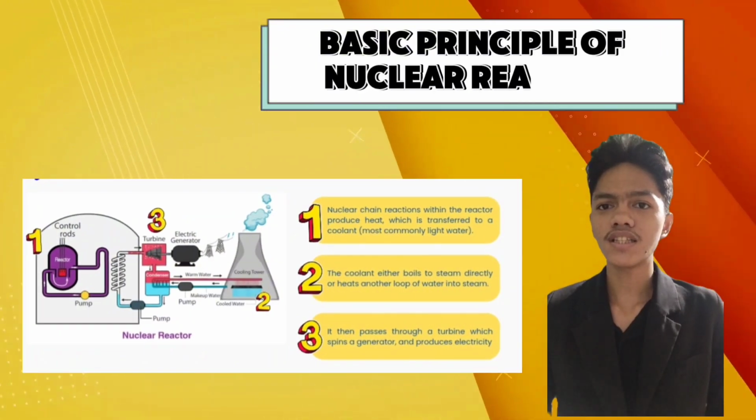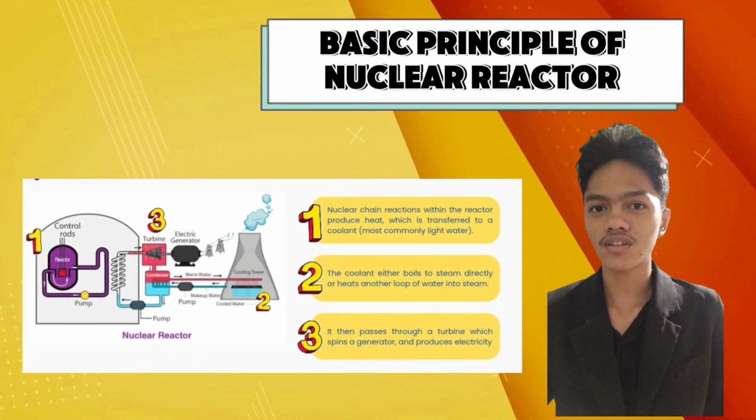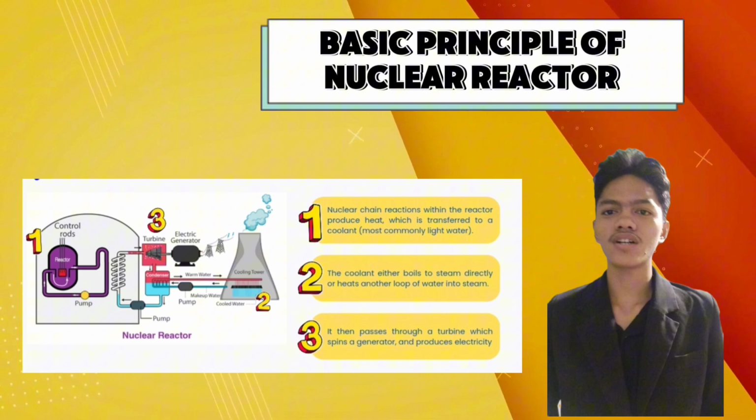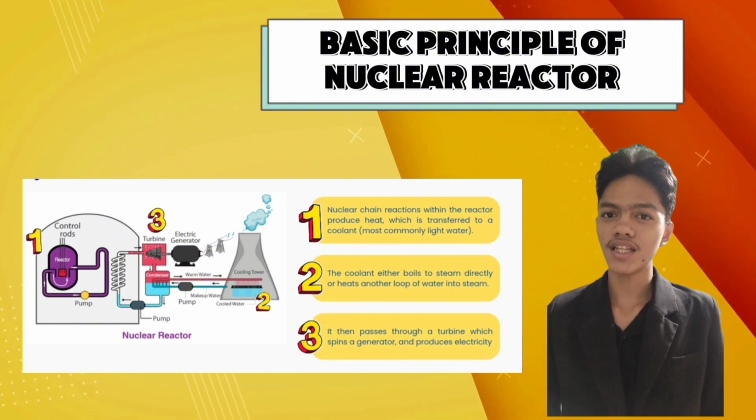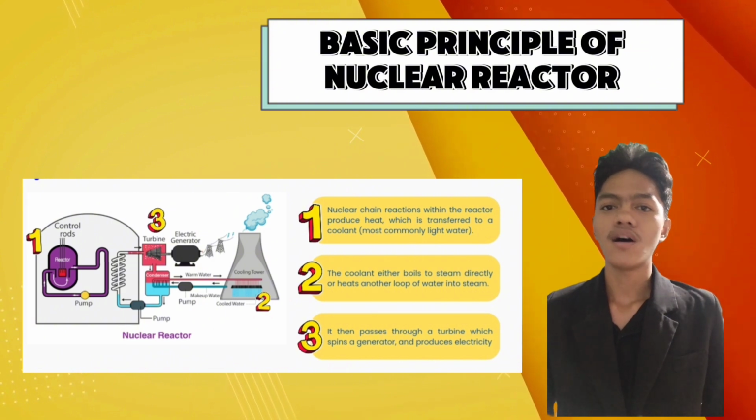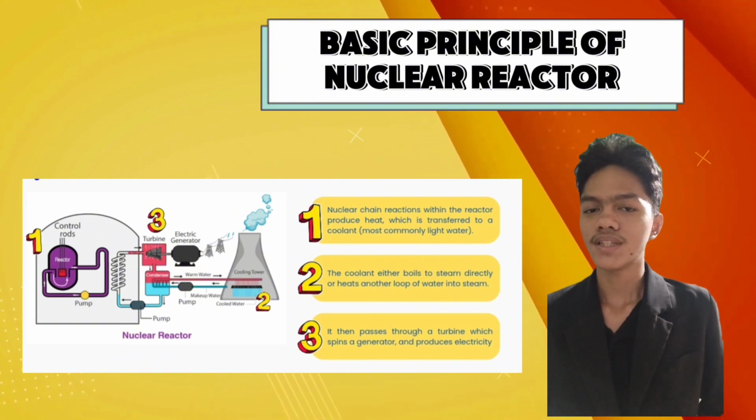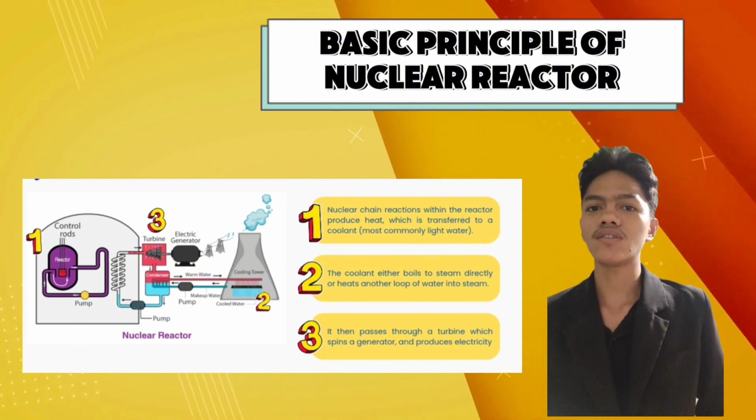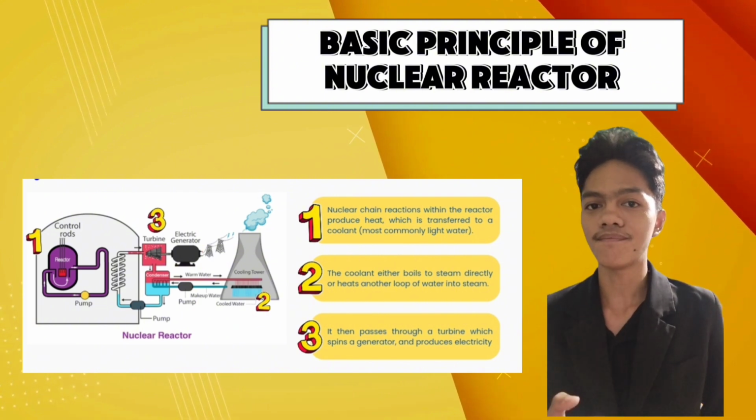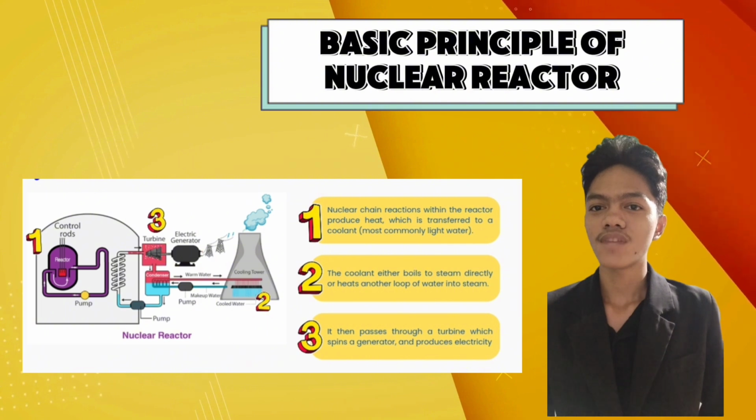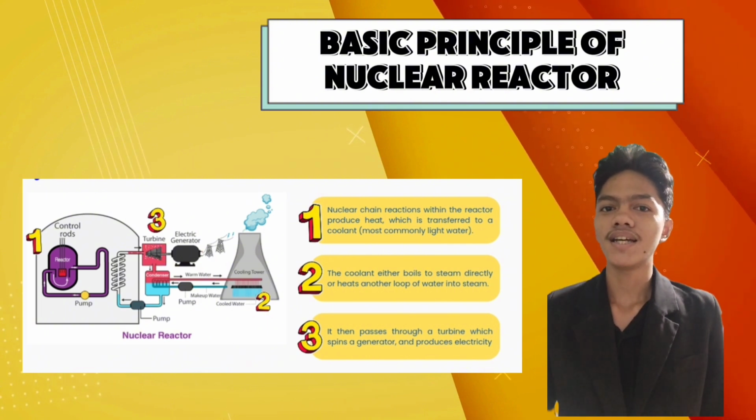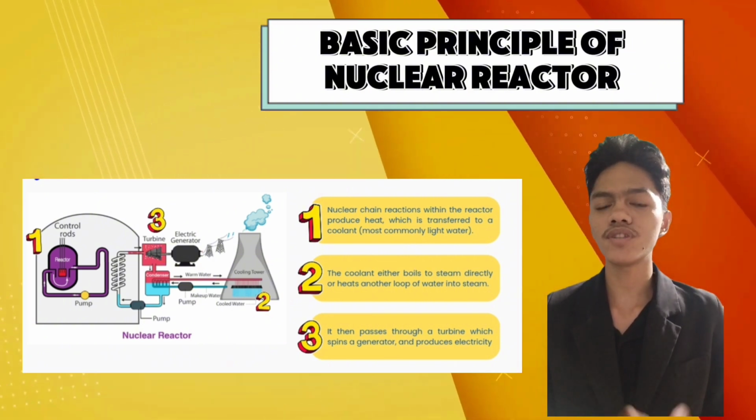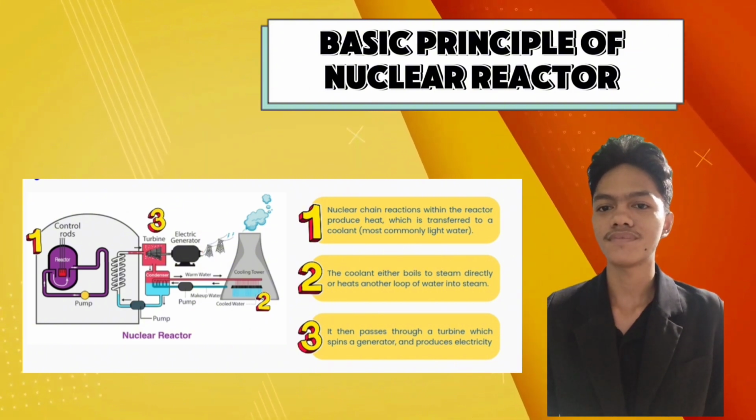And now, let's proceed to the basic principle of nuclear reactors. Number one is the nuclear chain reaction. The nuclear chain reaction within the reactor produces heat, which is transferred to a coolant, most commonly light water. The next one is the coolant. The coolant turns the water into steam in another loop of water. And the last is the turbine. After the coolant turns the water to steam, it passes to a turbine which spins a generator, and the turbine produces electricity.